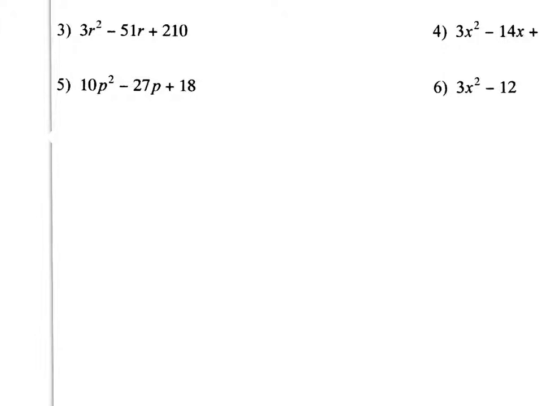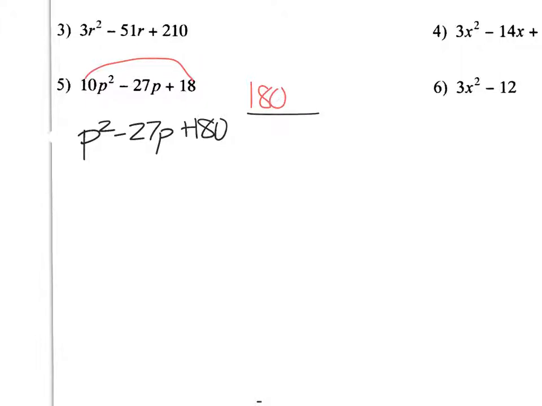So in this case, there's not anything. So again, we're back to bottoms up. 10 times 18 is 180. So now that becomes p squared minus 27p plus 180. All right, now this is a big number, so this could take a little bit. So I'm going to start just listing my factors. I know they're relatively close.